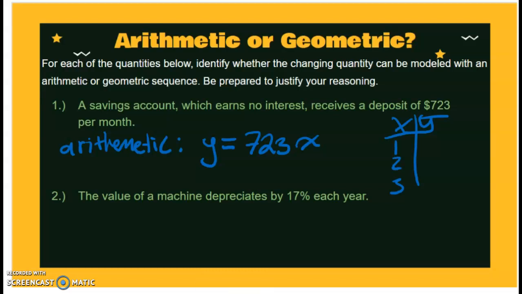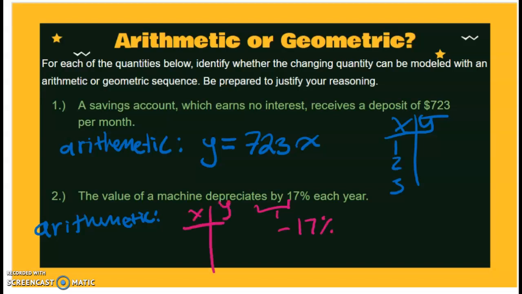So the second one here, it says the value of a machine depreciates by 17% each year. Depreciate means that each year it's decreasing by 17%. It's getting a lot cheaper each year. So think about it like this. Gas prices, they usually decrease or increase each year by a certain number of percent. So this is going to be an arithmetic sequence because it's decreasing each year by 17%.